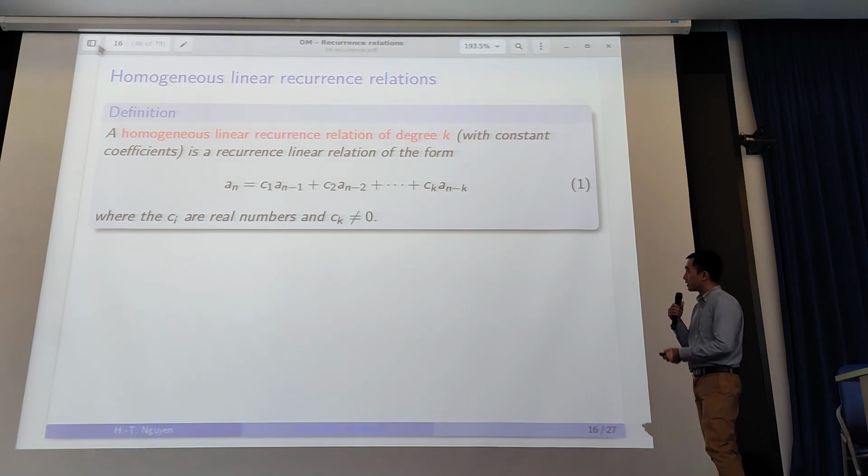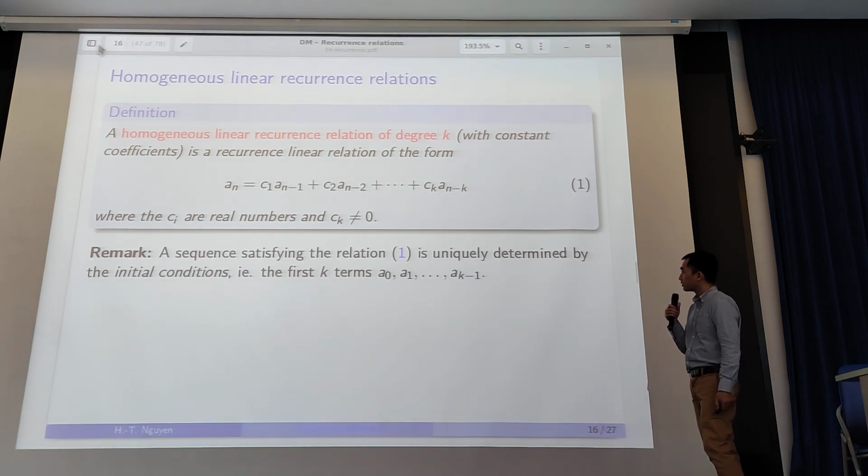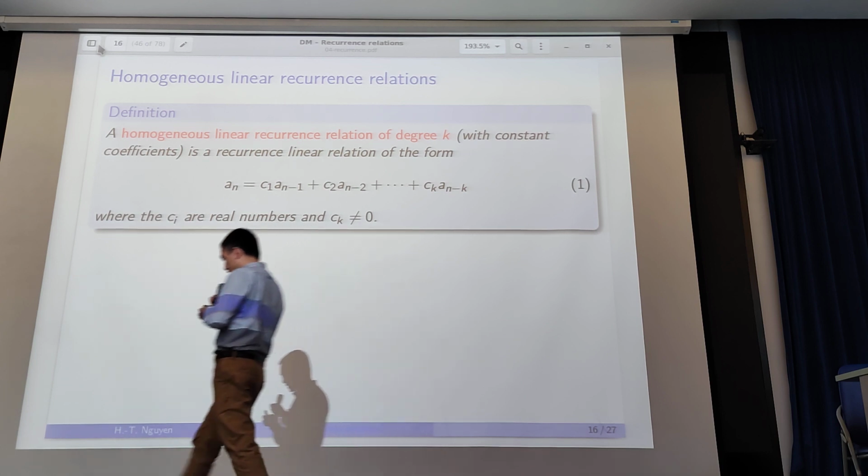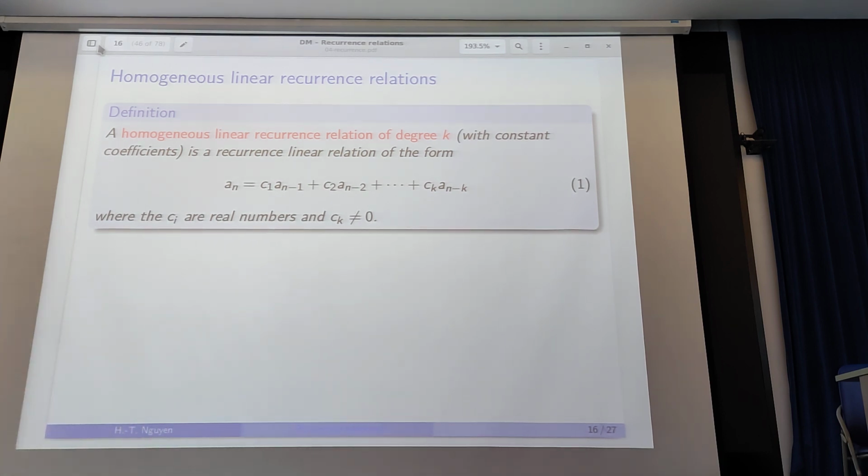So, for example, for our Fibonacci sequence, we have fn equal to fn minus 1 plus fn minus 2. So in this case, the degree is 2.